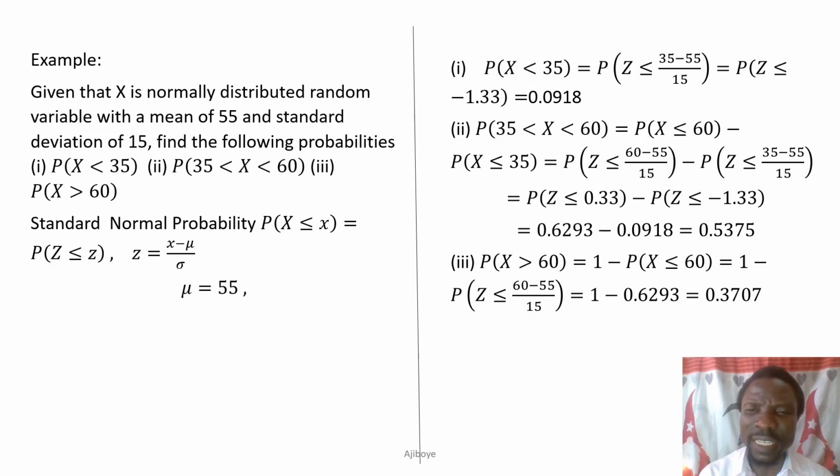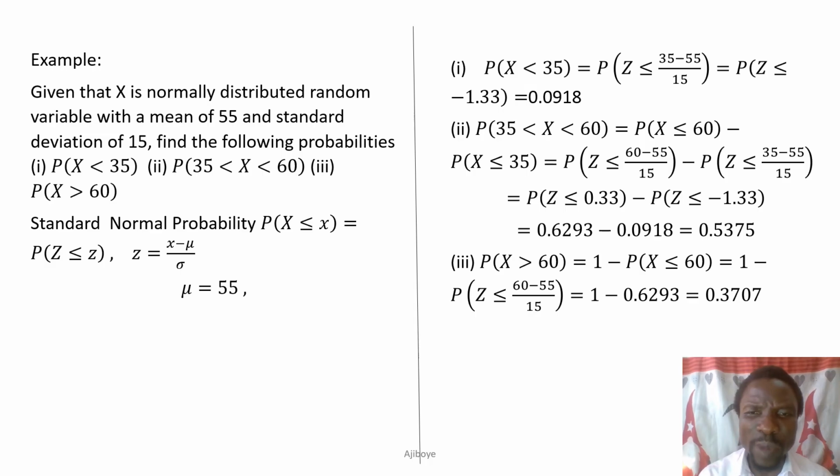If you check the statistical table for standard normal distribution values, we'll see our value for probability of Z less than or equals to 0.33 to be equivalent to 0.6293, and probability of Z less than or equals to minus 1.33 to be equivalent to 0.0918. If we substitute those values appropriately and we subtract, this will give us 0.5375. So the probability of X taking a value between 35 and 60 is equivalent to 0.5375.